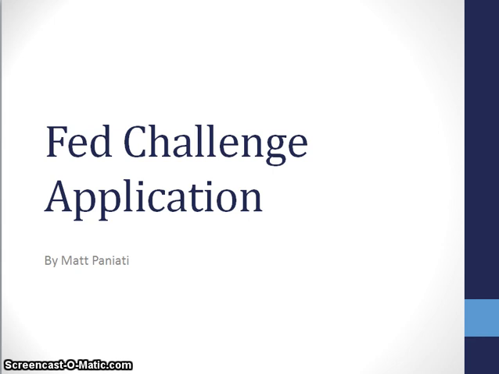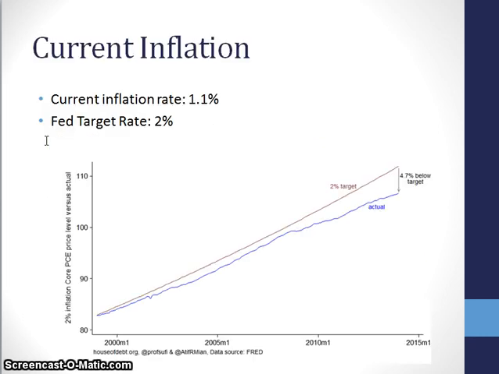This presentation is on inflation and the policy implications that the current inflationary environment has. So right now, the current inflation rate is 1.1% annually, according to the Bureau of Labor Statistics, which is barely over half of the Fed's target rate of 2%. As you can see from the graph over the past 15 years, inflation has consistently been missing the Fed's target, especially recently since the post-crisis era.